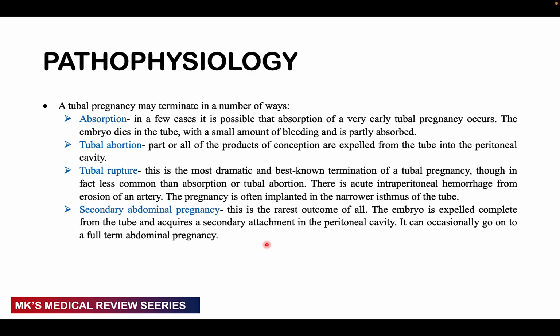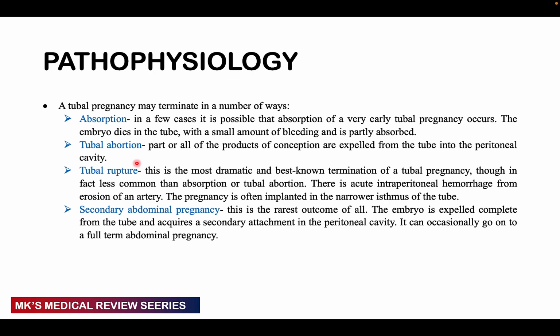So the tubal pregnancy may actually terminate in 4 main ways. Number 1, it may be absorbed. In a few cases, absorption is going to happen very early in the tubal pregnancy, and the embryo is actually going to die in the tube with small amounts of bleeding, and it will partly be absorbed. The second thing is that it can result in a tubal abortion, where part or all of the products of conception are going to be expelled from the tube into the peritoneal cavity.